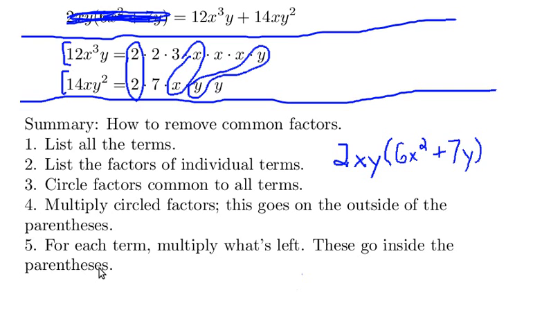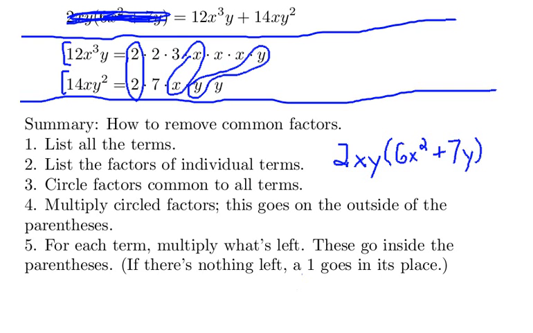And there's one more thing about step 5. If everything is circled, then what's left is 1. And we'll have an example of that in the next video, but I'm going to go ahead and put that here parenthetically. If there's nothing left, a 1 goes in its place.